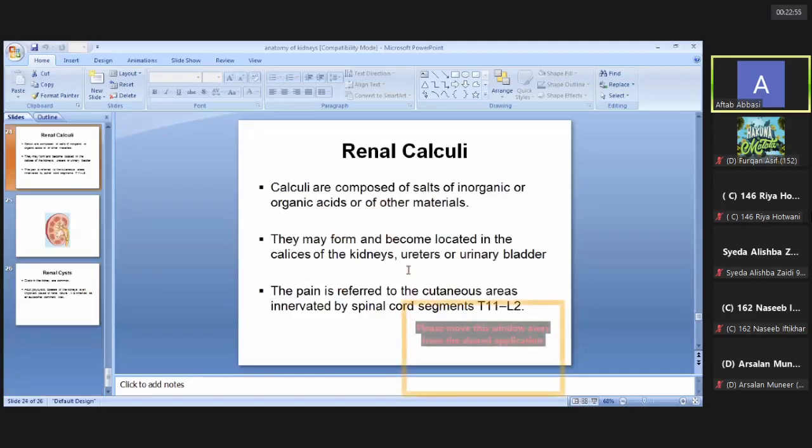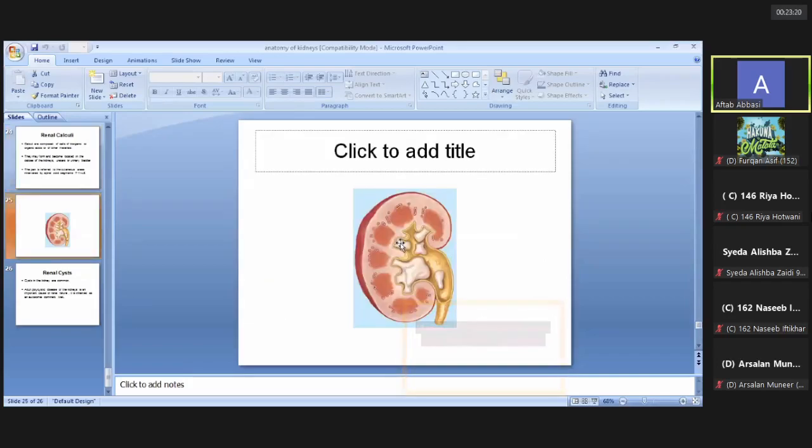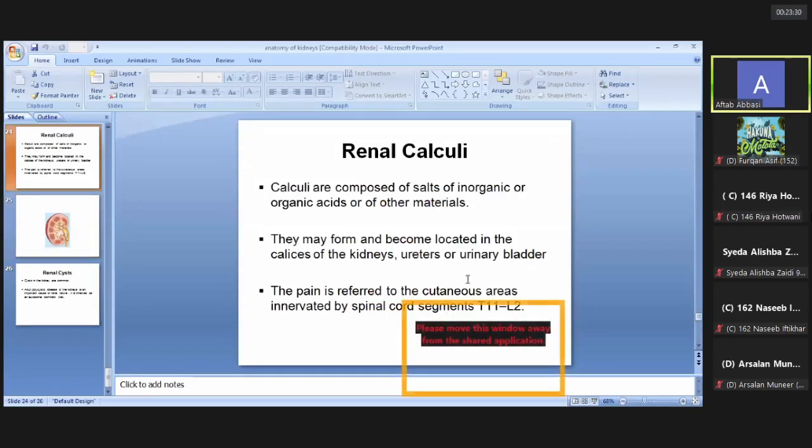Another important clinical condition associated with the kidneys is renal stones or renal calculi. They are usually composed of inorganic salts, organic acids, or other material, such as calcium stones and phosphorus stones. There are different types of these stones that form within the kidneys. They may be formed and located in the calyces, within the minor calyces or the major calyces, or they may pass from the calyces into the renal pelvis, and inferiorly move down into the ureters and towards the urinary bladder.